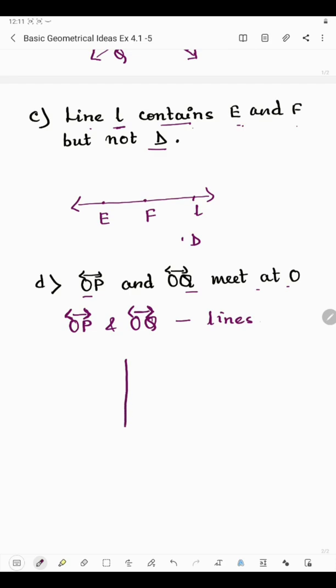So now if we draw the OP line vertically, suppose this is point O and this is point P. Okay. So we will have to draw another line in such a way that it meets at point O. So the other line passes through point O. See, this is already taken, and another point we will have to take is Q. So what we have observed is that this OP and this OQ, these two lines meet at point O. Okay. So this was part D. Thank you students.